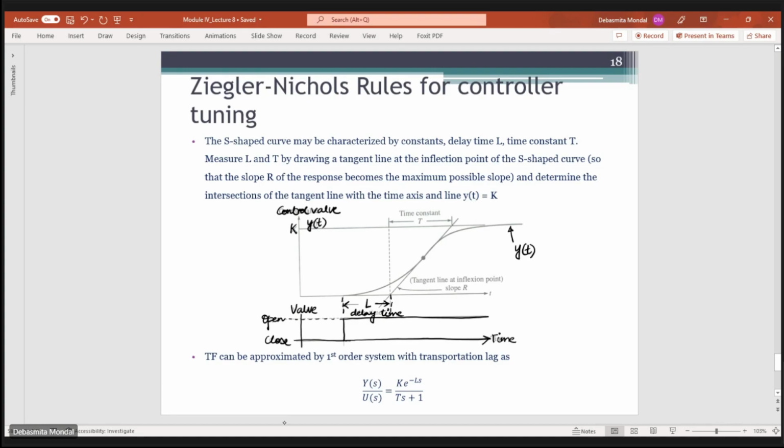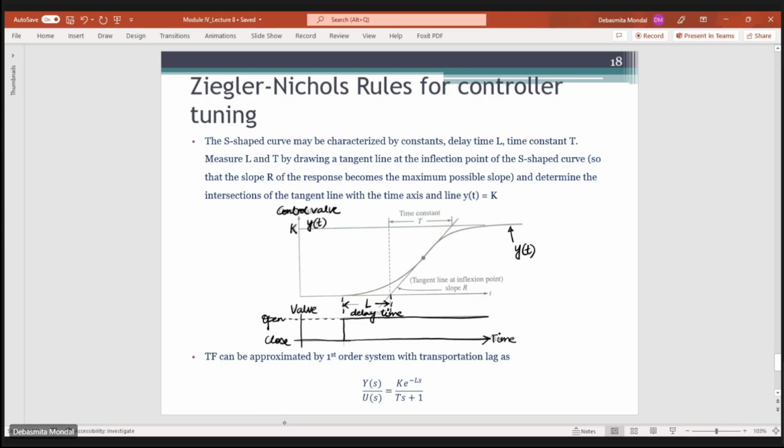L and T are usually measured by drawing a tangent at the inflection point of the S-shaped curve. The inflection point is such that the slope of this tangent is the maximum slope possible for this kind of curve. So that point is known as the inflection point.